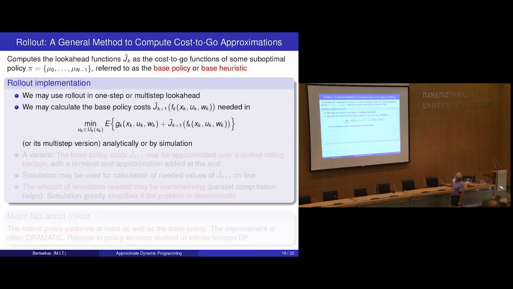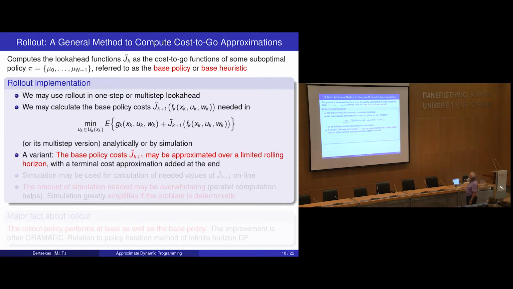We may use it in one-step and multi-step look-ahead. If you have a policy whose cost function you can calculate analytically, that's great. Otherwise, you can use simulation. And then you can plug them into this one-step look-ahead minimization to calculate the control, the rollout control. So we have the base policy and the rollout policy using the base policy.